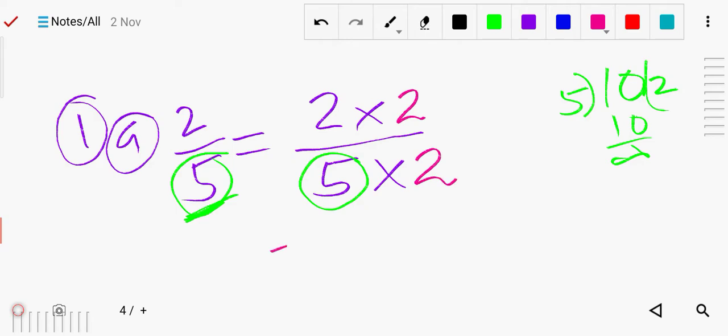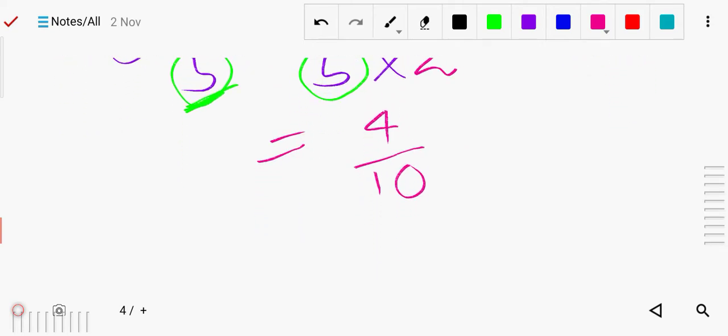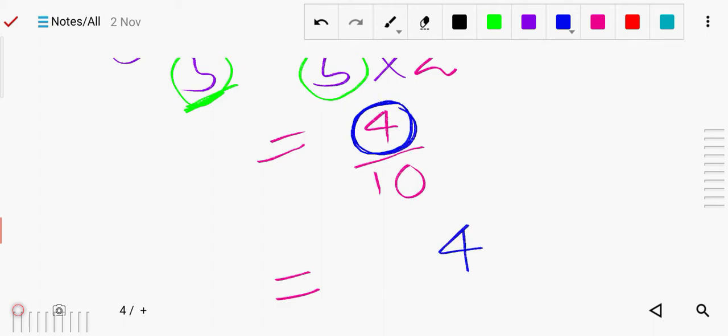Now 2 twos are 4. Now 5 twos are 10. So now this 4 by 10 is in the form of tenths. Now it is converted into tenths, 4 by 10. Now this 4 by 10 we have to write as a decimal. So how will we write the decimal? Very easy. What you have to do, first of all, this 4 you have to write the same here.